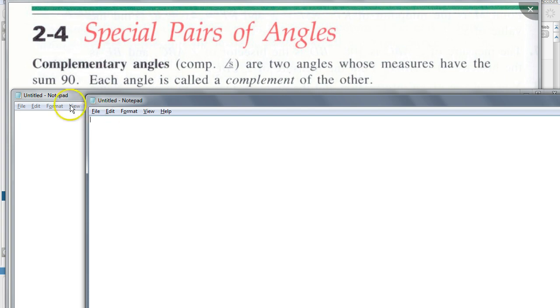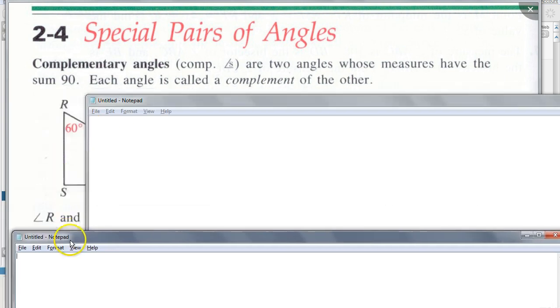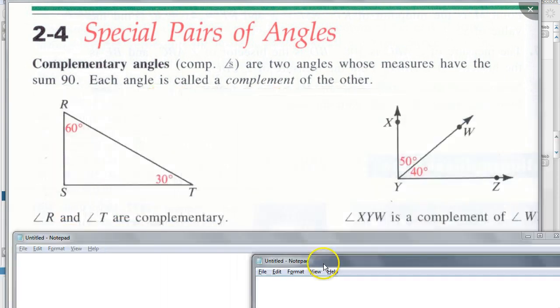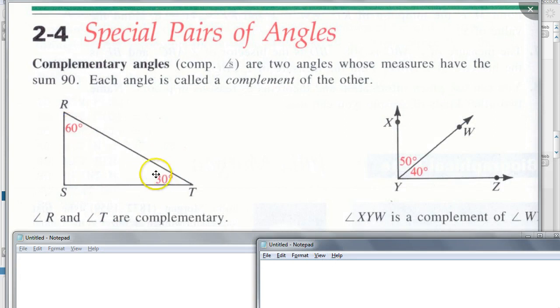And here's actually a picture. You don't have to draw this picture, but here are some examples. As you can see, these two angles, R and T, are complementary angles because they add up to 90. These two angles are also complementary angles because they add up to 90. Okay, so I'll wait. Go ahead and write it down.